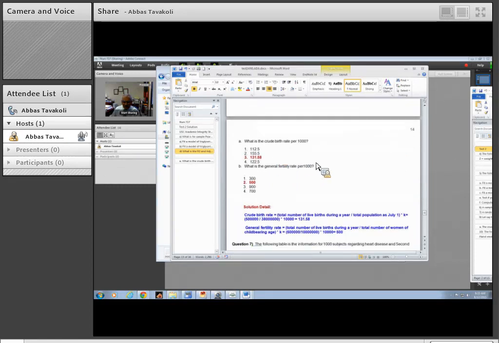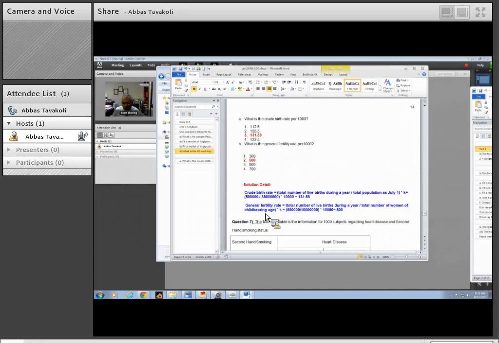Again, crude birth rate is total number of births during the year over total population as of July, times K per thousand. So 500,000 divided by 38 million times 10,000 would be 131.58. General fertility rate is based on total number of live births during a year over total number of women of childbearing age, times K, would be 500.